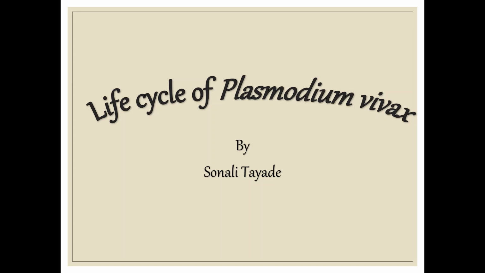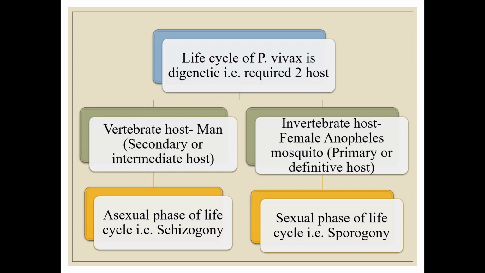Welcome everyone. Today we will discuss the life cycle of Plasmodium vivax. Plasmodium is a protozoan parasite which is responsible for causing malaria in man. The life cycle of Plasmodium vivax is digenetic. It means that it requires two hosts for its completion. One host is a vertebrate host, that is man, and another host is an invertebrate host, that is the female anopheles mosquito.